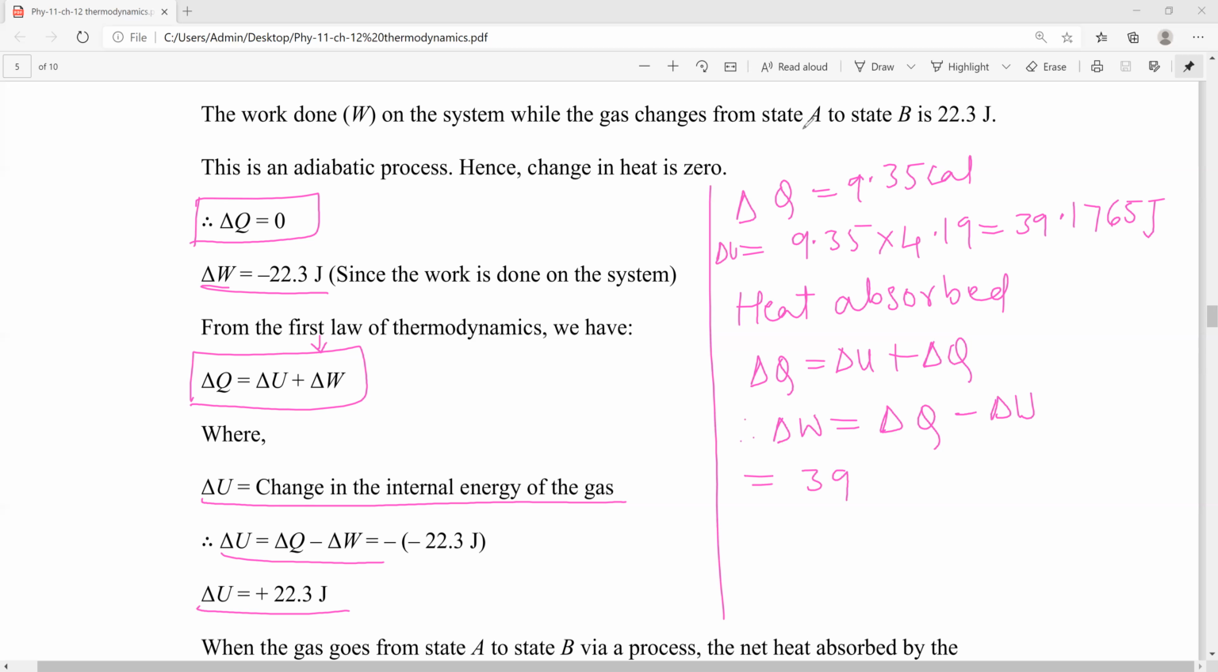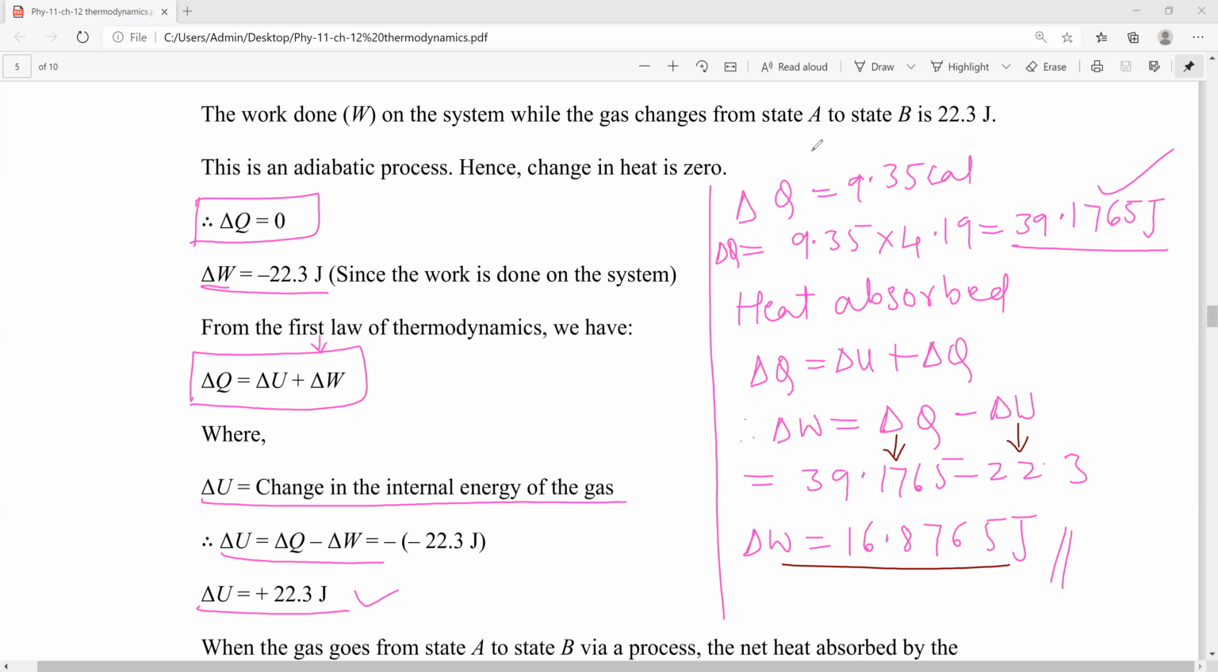Delta Q we have already calculated. What is the delta Q value? 39.1765 minus the delta U value, which we have already calculated, substitute 22.3. Simplifying this, delta W, the work done by the system, comes to 16.8765 joules. So here the delta Q value is 39.17 and the delta U value is 22.3, and the work done we got is 16.8765 joules. So this is the solution for 12.5.